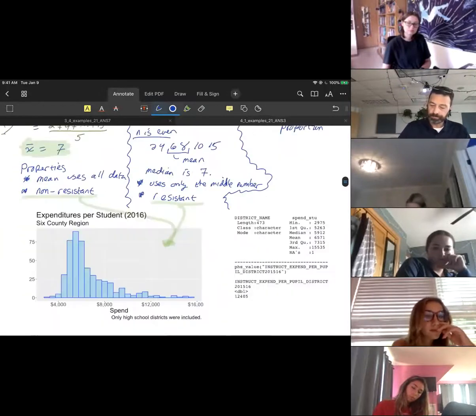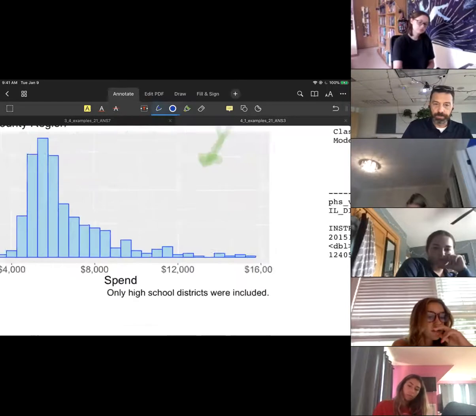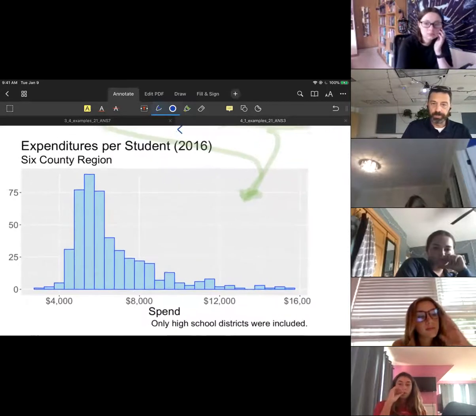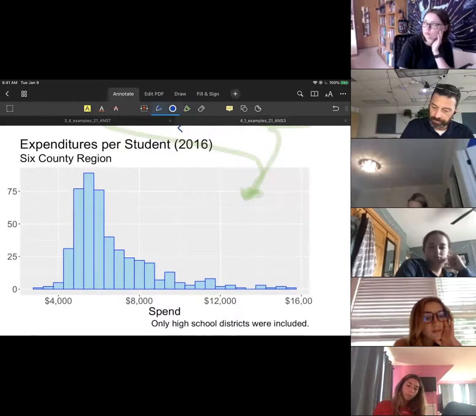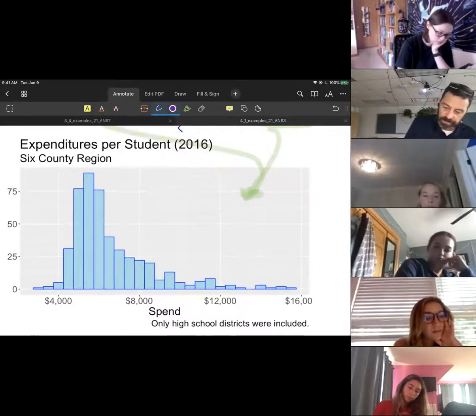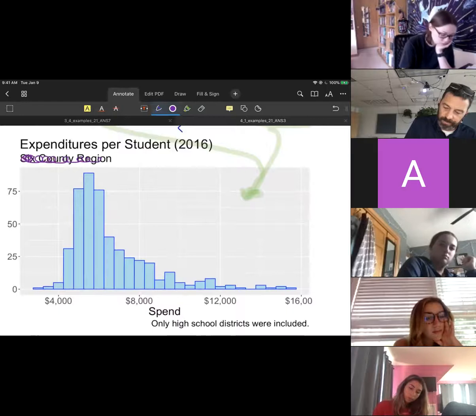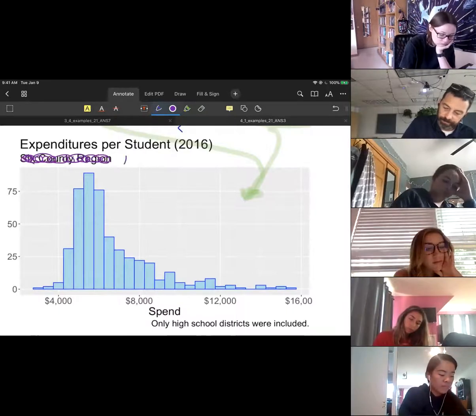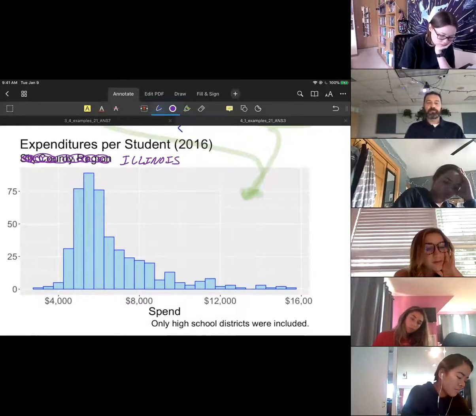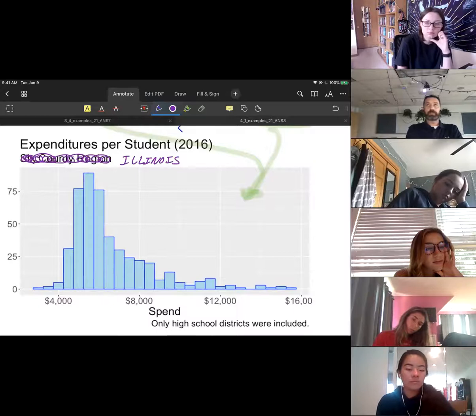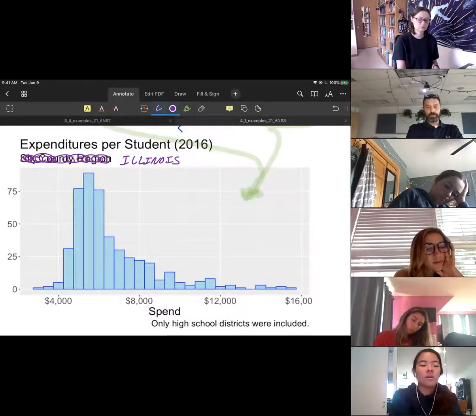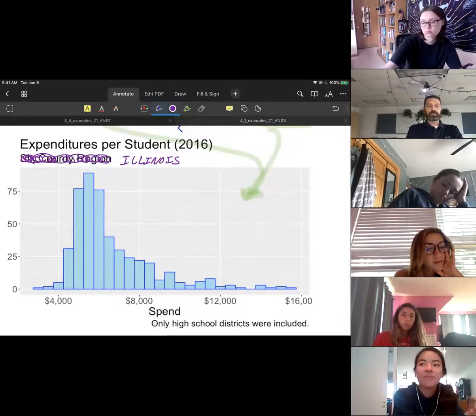Okay, so here is a real picture, not made up. There's one tiny error, which I unfortunately did not have time to go into and fix. This is not for the 6-county region. This is for the entire state of Illinois. But what you're looking at is a picture of how much high school districts spend per student to educate their students, okay? And this is only high schools. So we took every high school district in the state. They had to report this to the state, how much they spend per student to educate the kids.